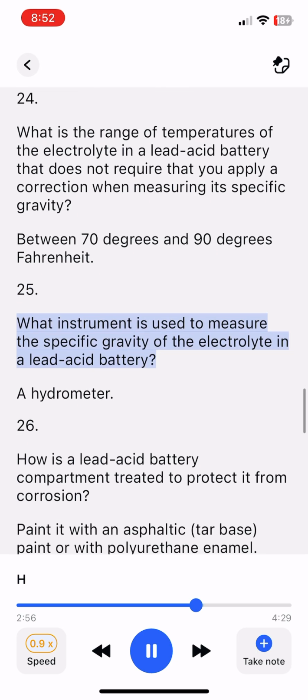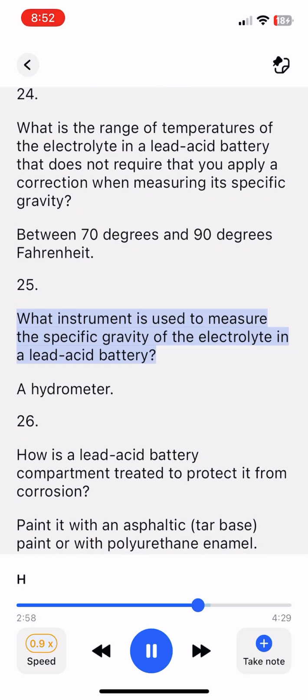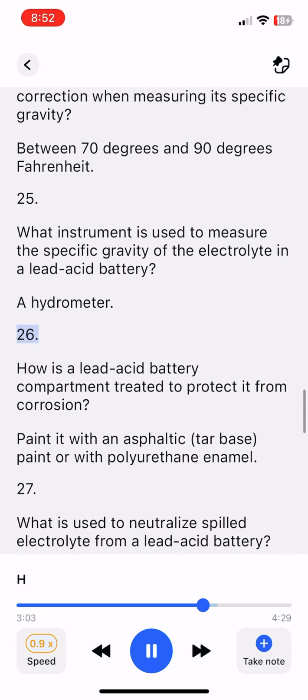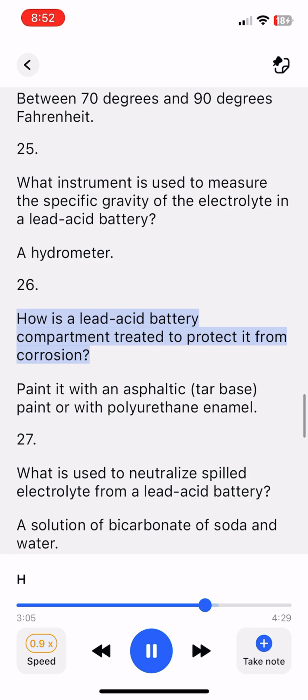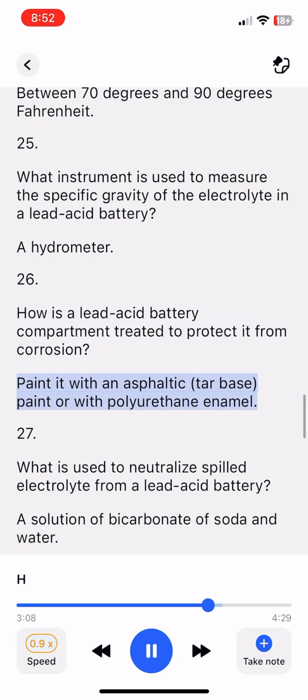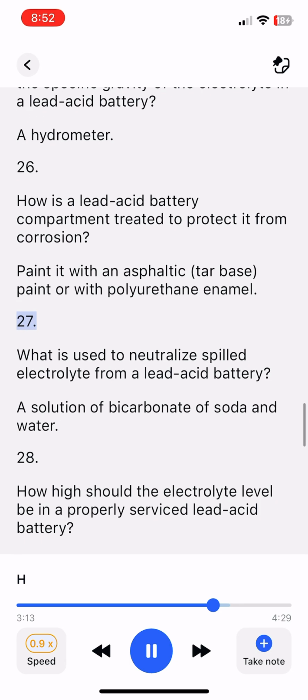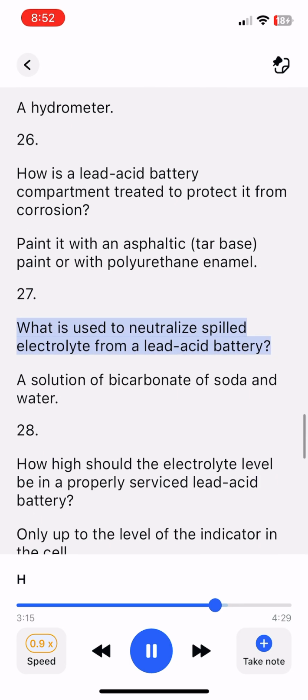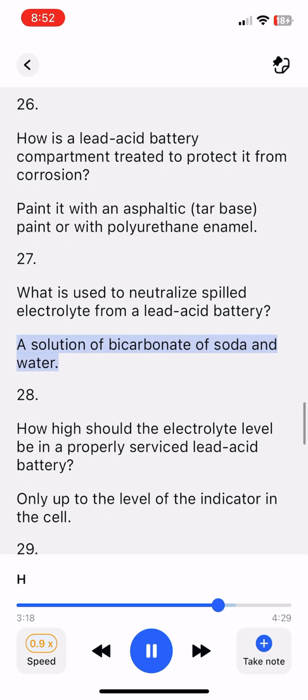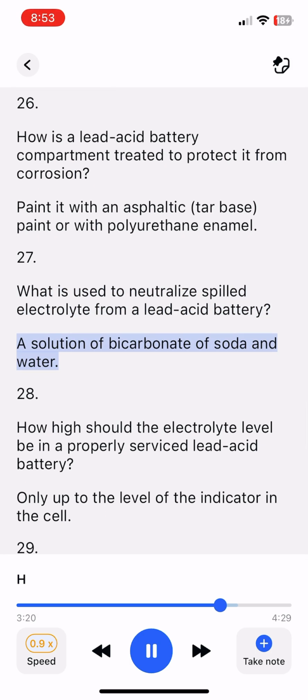25. What instrument is used to measure the specific gravity of the electrolyte in a lead-acid battery? A hydrometer. 26. How is a lead-acid battery compartment treated to protect it from corrosion? Paint it with an asphaltic tar-based paint or with polyurethane enamel. 27. What is used to neutralize spilled electrolyte from a lead-acid battery? A solution of bicarbonate of soda and water.